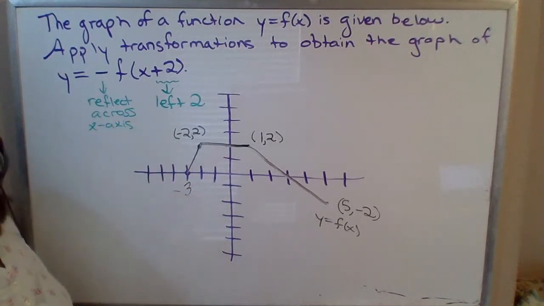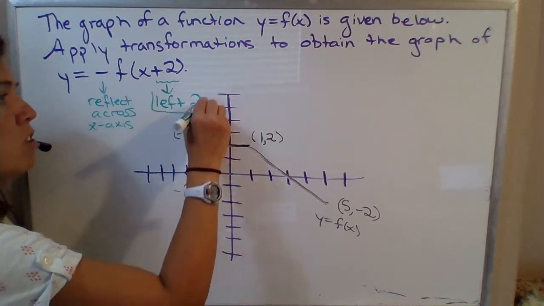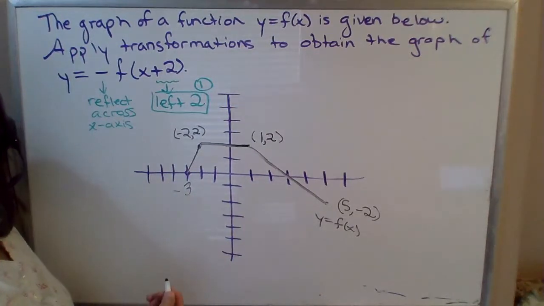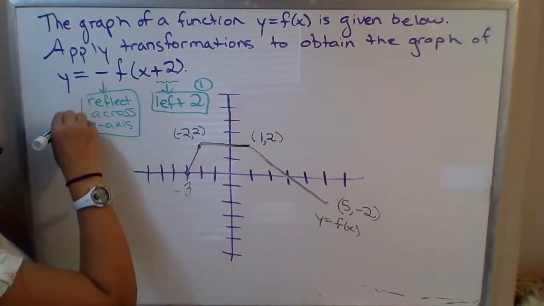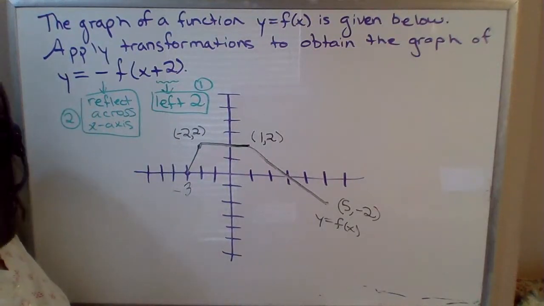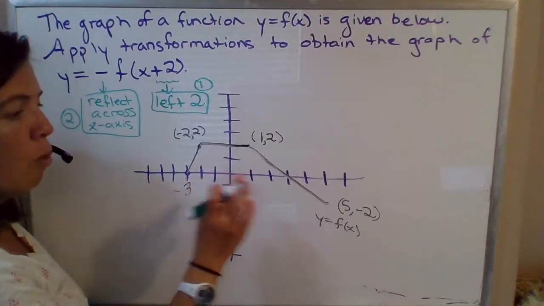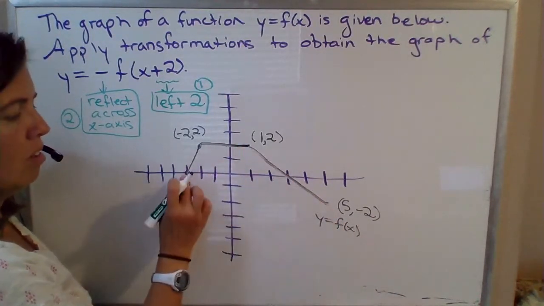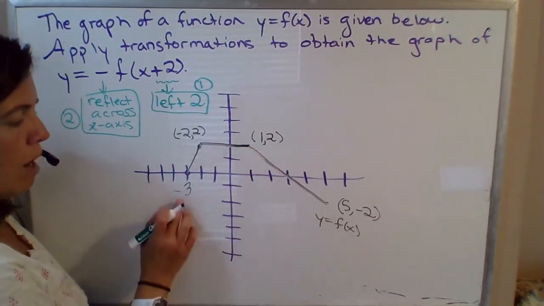Okay, so we need to perform those two transformations. The rule of thumb is horizontal transformations always come first. So we should first shift the points left 2 units and then reflect them across the x-axis. So that's our plan. So now we want to go ahead and apply it. So go point by point. I'm going to transform each of these corner points, because then we can connect the dots and draw the new graph.